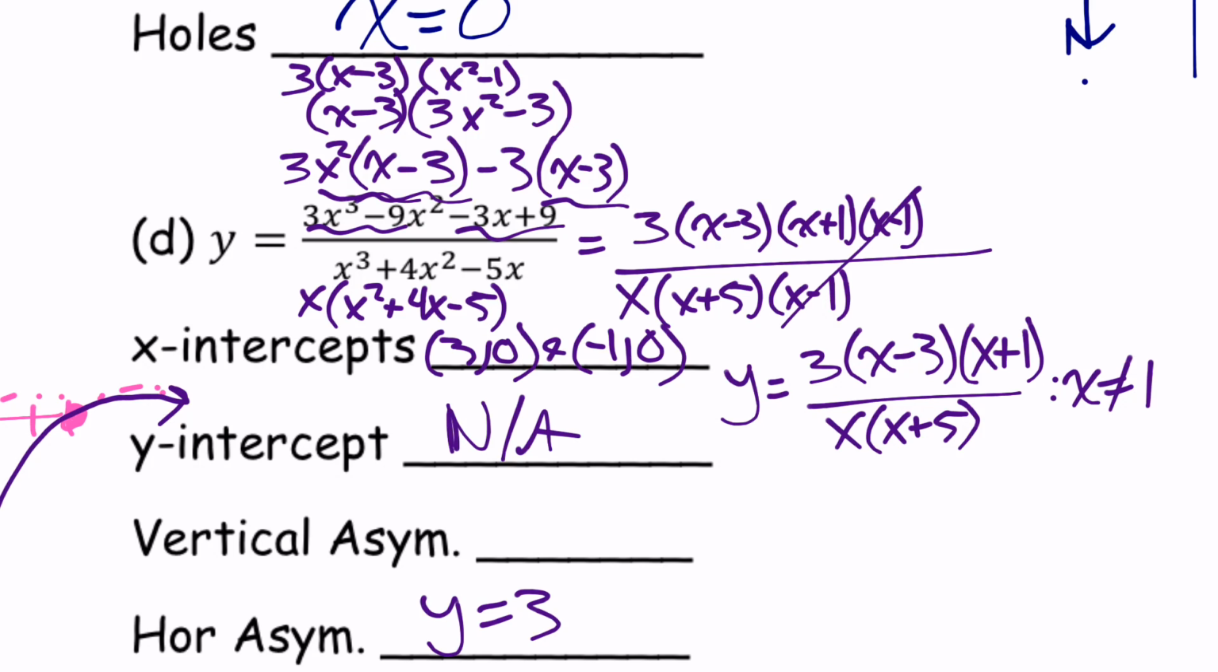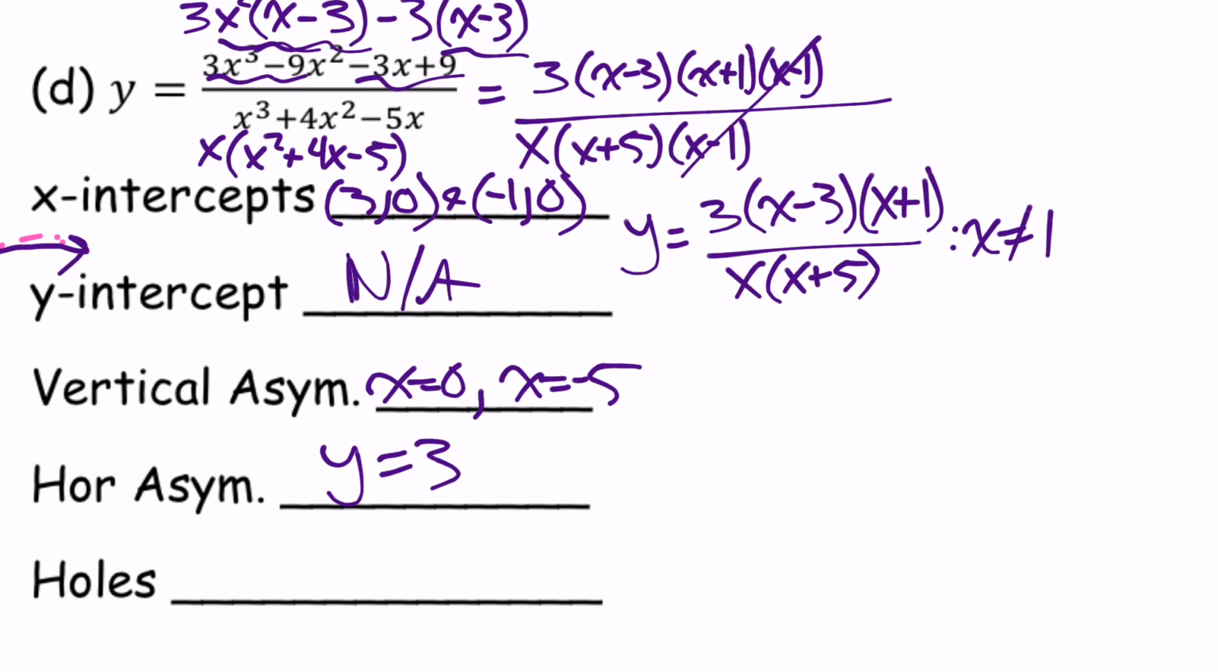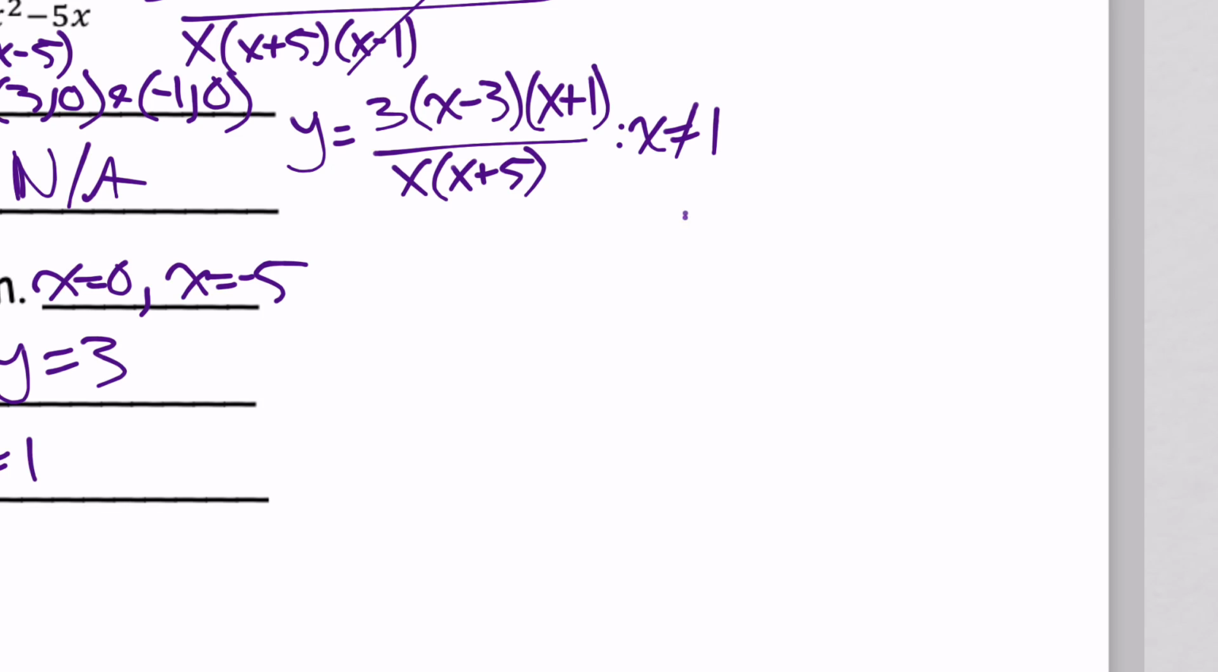What about a vertical asymptote? Well, that's going to happen at x equals 0 from that factor of x at the bottom, and also at x equals negative 5 from the other factor in the bottom. So the last bit was just the hole, which we found, which was at positive 1. So the hole will occur when x equals 1. Okay? So let's sketch this all together now.